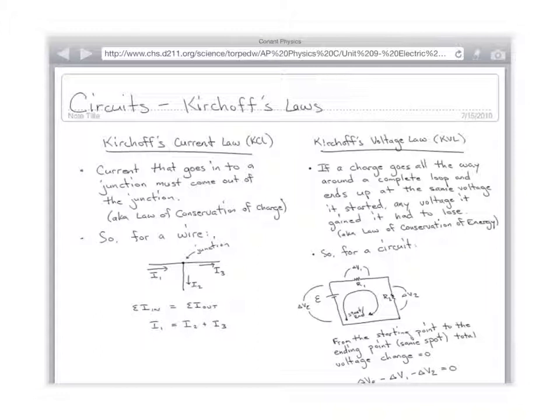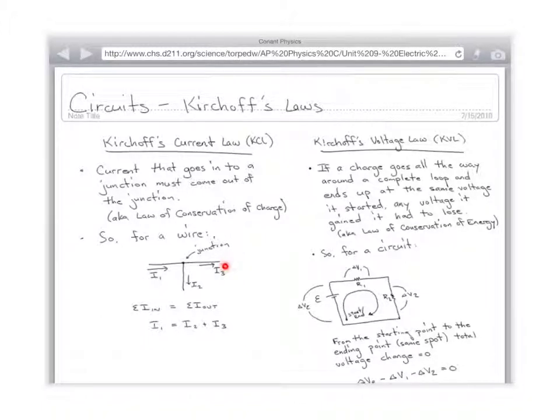Kirchoff was, I think, a Russian guy, 100 and something years ago, looking at circuits, and he realized that 2 things have to be true for any circuit. First of all, let's say you had 3 wires meeting at one spot. I have it drawn here. That's the spot these 3 wires are meeting at. Wouldn't you agree that any current that comes into that spot has to leave that spot? Yes. Why? Conservation.